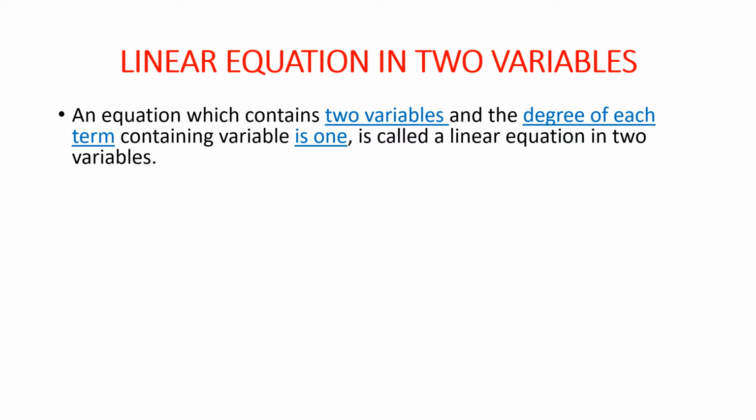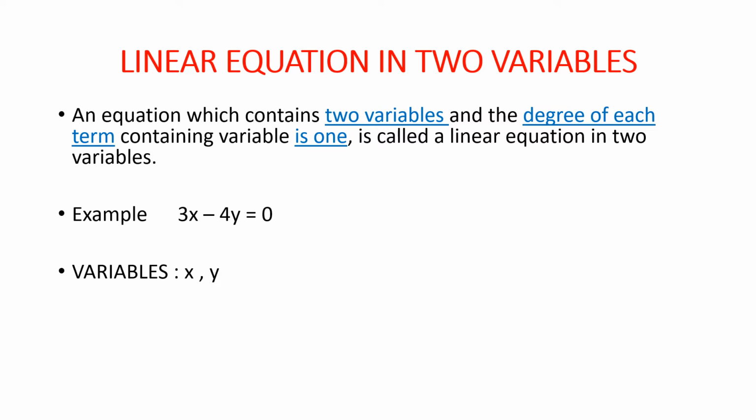Let me break down this entire definition, but before that, we'll have a look at an example of a linear equation: 3x minus 4y is equal to 0. We are going to understand this definition with the help of this example. An equation which contains two variables: in this equation of 3x minus 4y, can you see x and y? Yes, this x and y are considered as variables.